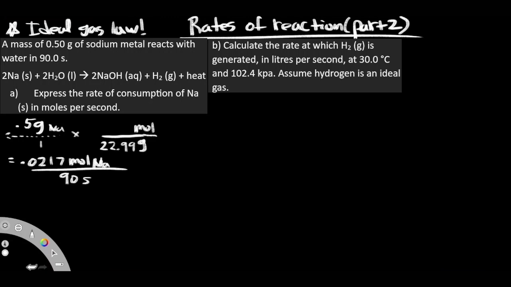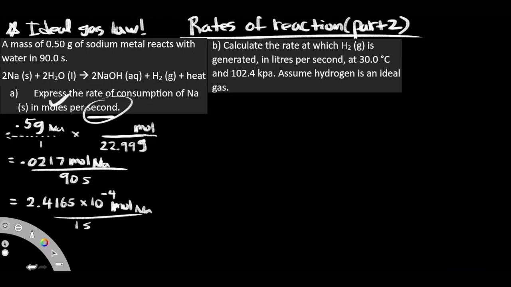But what does the question say? It says express the rate of consumption of Na in moles per second. Thankfully, I've already done the moles. Right now, this is in 90 seconds, so I just have to divide. What do I get? I end up getting 2.4165 times 10 to the negative 4 moles of Na, and this is all happening in 1 second. That's the answer to that.